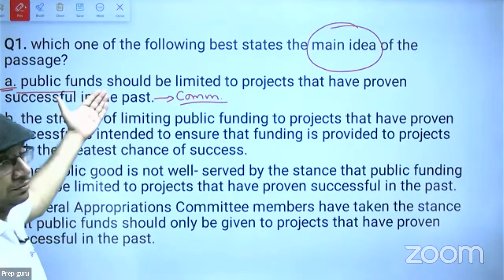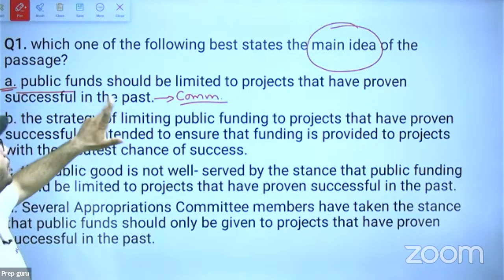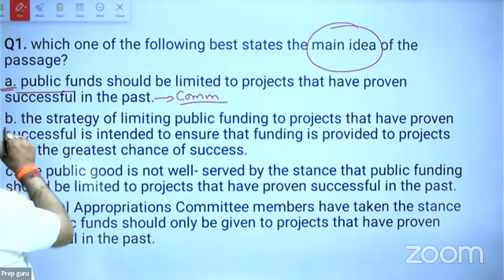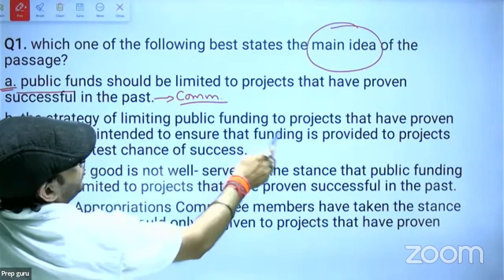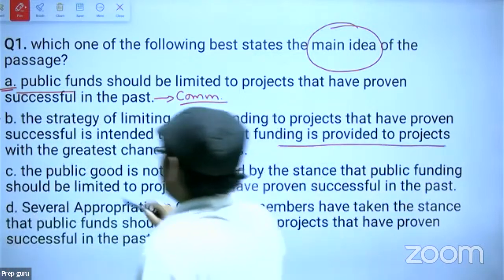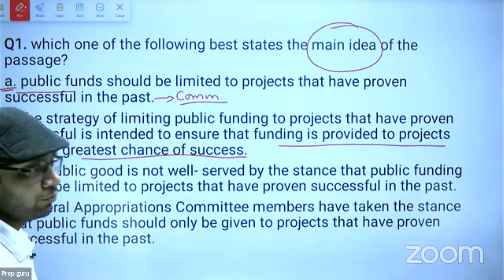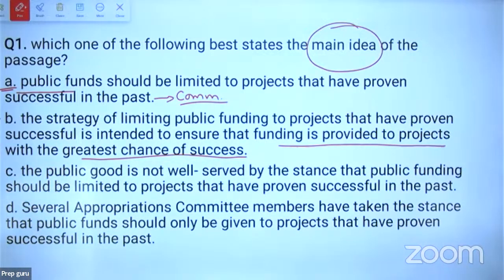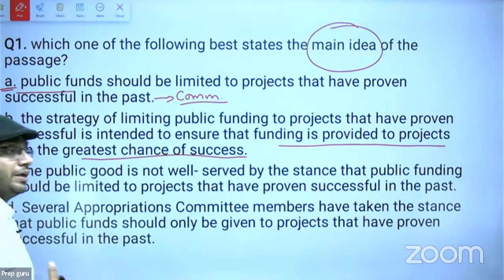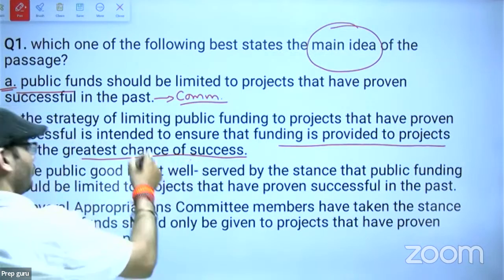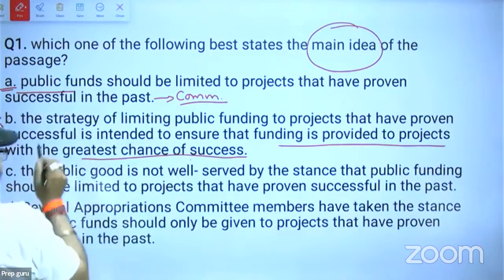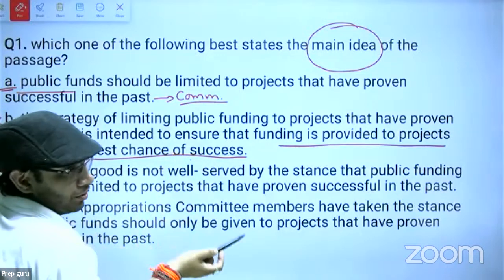This is the appropriation committee's plan, it is not the author's thought. So this cannot be covered in the main idea. What does the main idea need? The author's thought, right? Now B, the strategy of limiting public funding to projects that have proven successful is intended to ensure that funding is provided to projects with the greatest chance of success. I said with what intention they did this? Because they don't want to take any risk, any chance. They want to increase their chances of success, right? This is also whose instance? The appropriation committee. So B is also gone, not covering the author's thought.